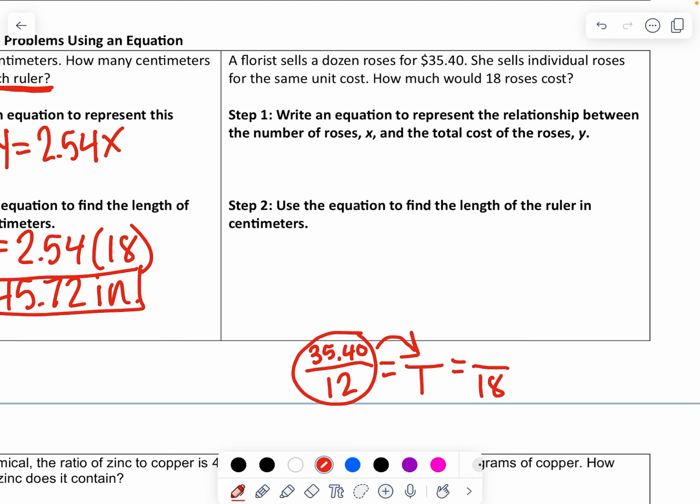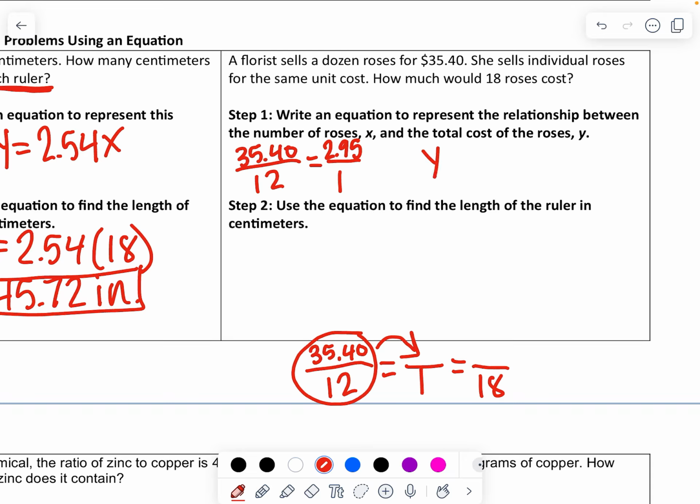Because our k equals, well, we have $35.40 for 12 roses. We want to know how much it costs for 1 rose, so we're going to divide to get 1. $35.40 divided by 12 is $2.95. That's how much it costs for 1 rose. So our equation is going to be y equals $2.95 times x. That's our equation.